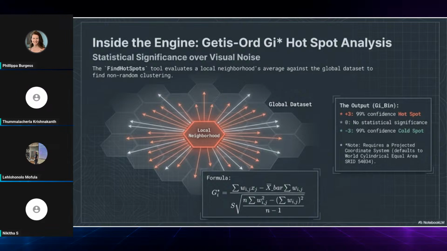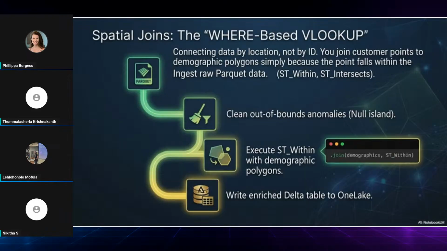That's kind of keeping in mind, when you look at location data, to actually ask questions like, does this make sense? Inside the engine of hotspot analysis is statistical significance. So just basically embracing statistics, which I think we do as data science professionals, but it really applies to anything that's location based. The Find Hotspots tools will evaluate a local neighbor's average against a global data set to find non-random clusterings, things that are actually significant, things that will help you tell a story that makes sense.